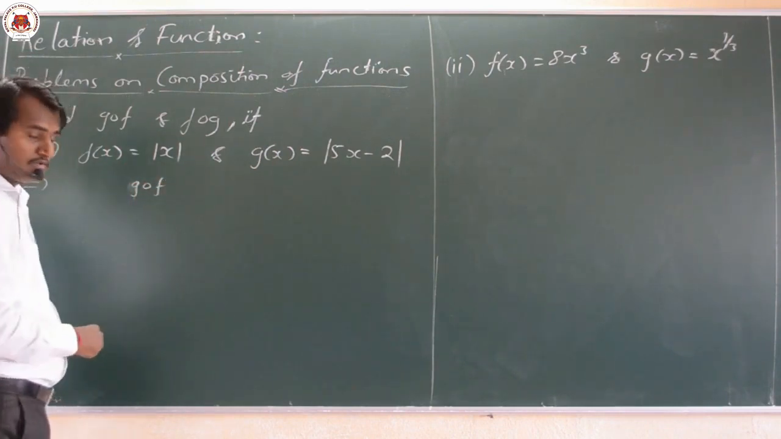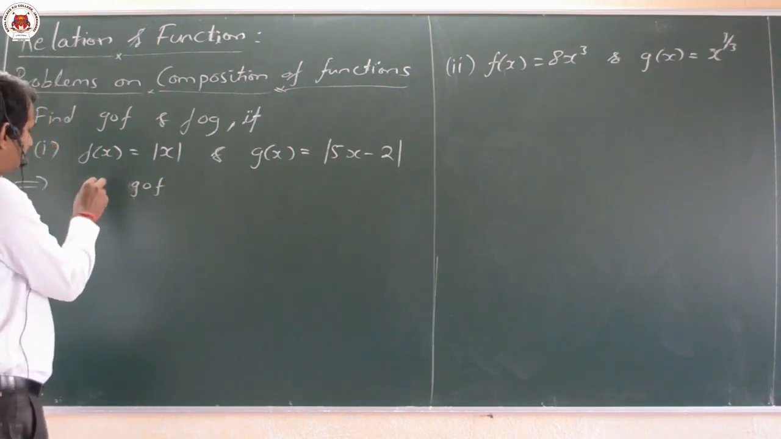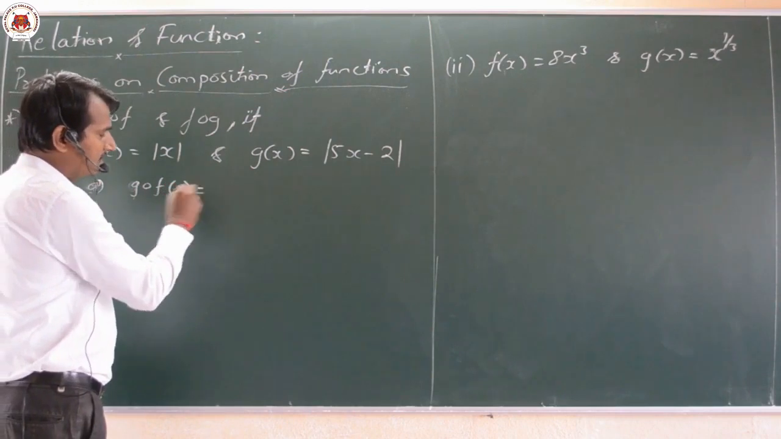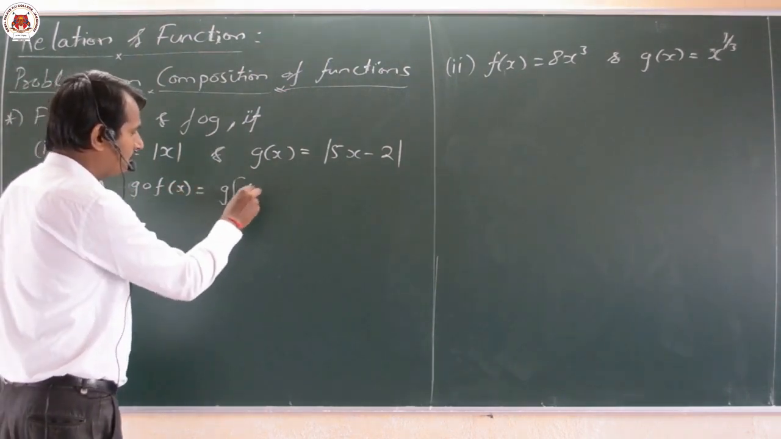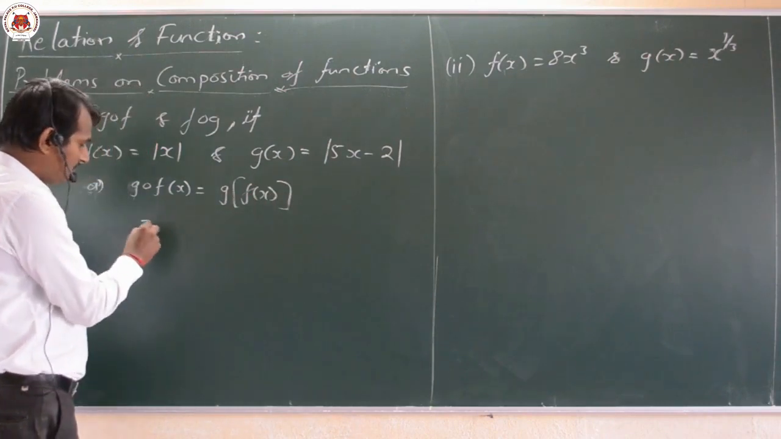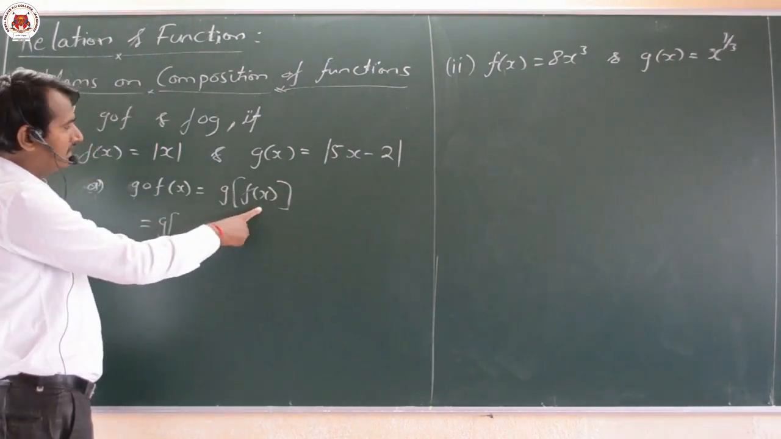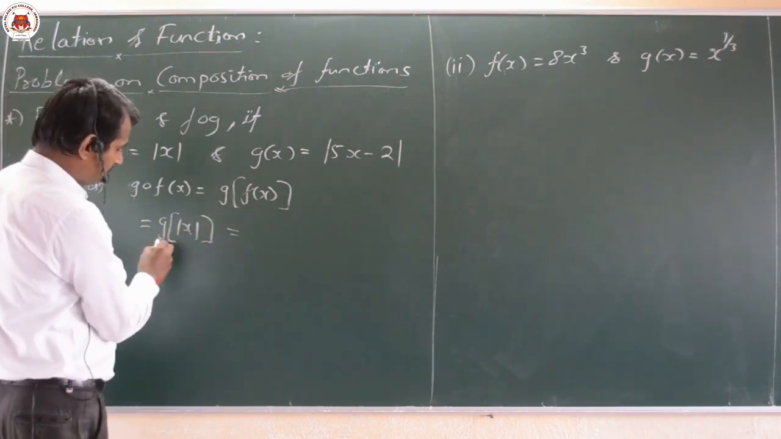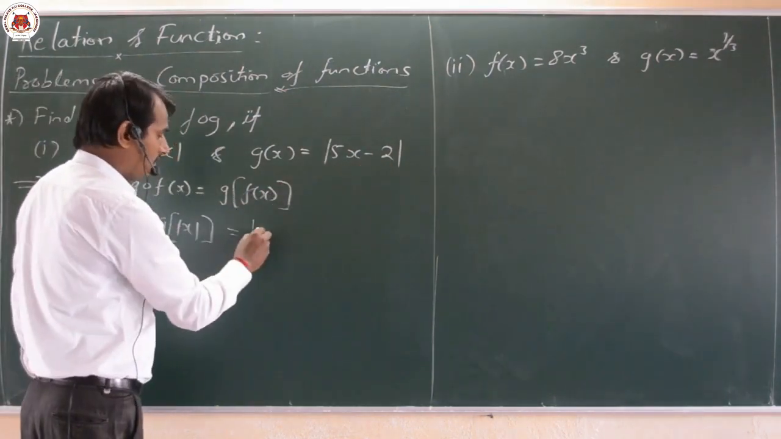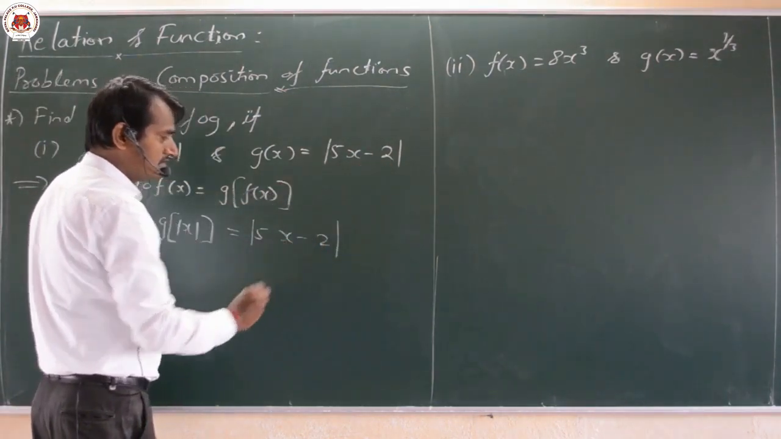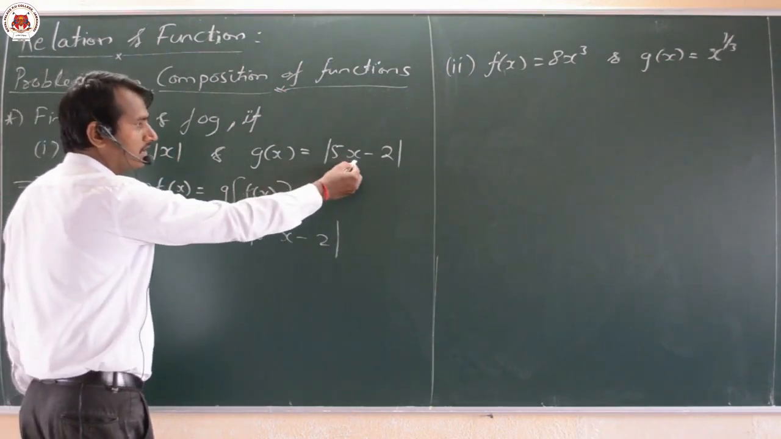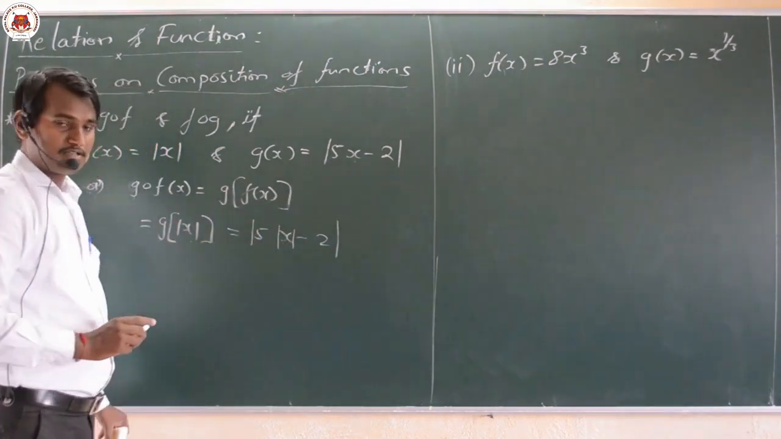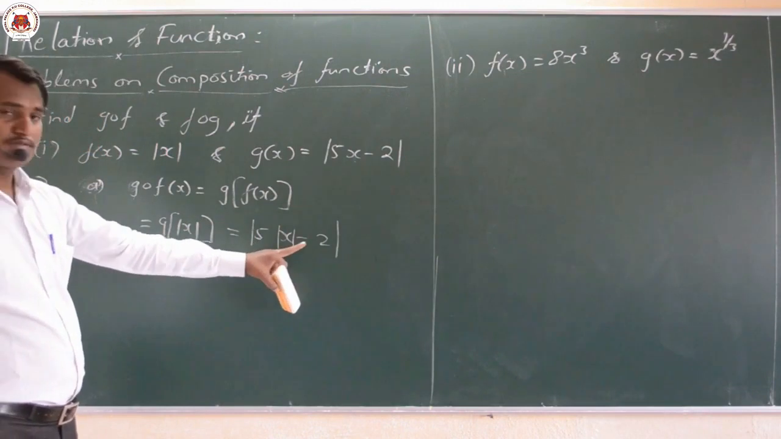I will write down the first one, that is, we can write it as a of x. According to the definition, we have g of f of x. Now what do you mean by f of x? The f of x value is mod x. Now what is the function g? G is nothing but mod of 5x minus 2. In the place of x, we have to substitute mod x. This is your required result. I can also write it as mod of 5 mod x minus 2.